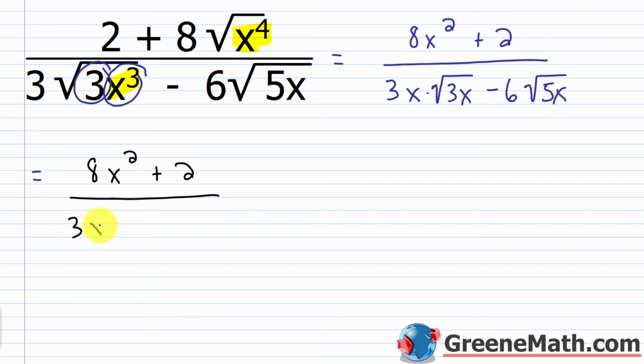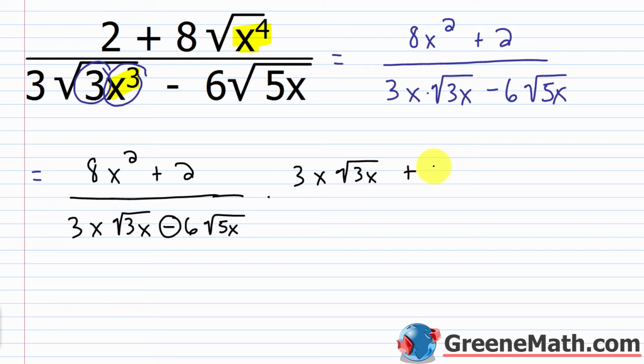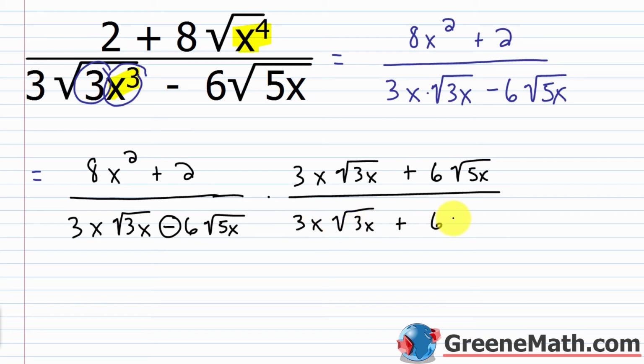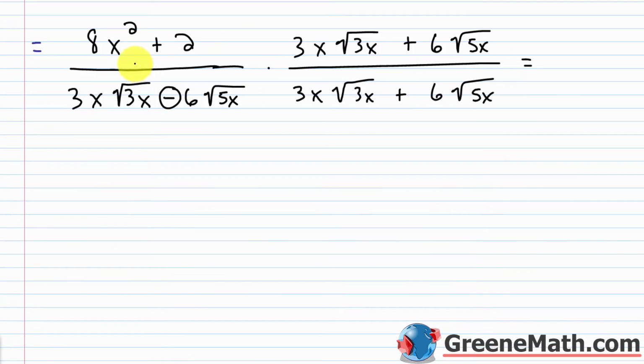So we have 3x times the square root of 3x minus 6 times the square root of 5x. So we're going to multiply this by 3x times the square root of 3x. Instead of this being minus, we'll put a plus, and then 6 times the square root of 5x. This is over, again, 3x times the square root of 3x plus 6 times the square root of 5x. We're going to use FOIL in our numerator.